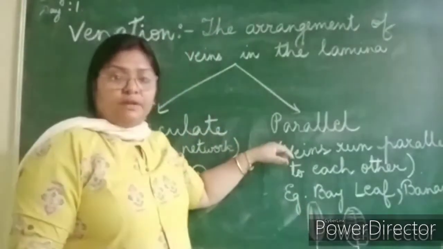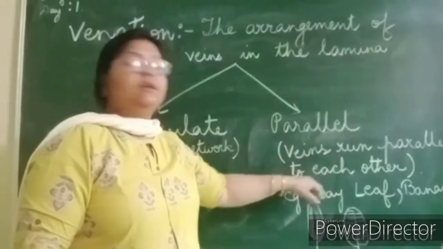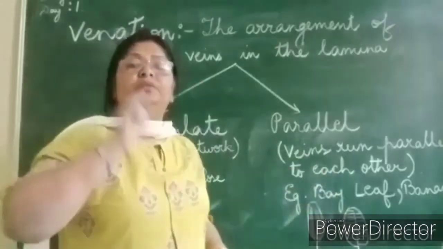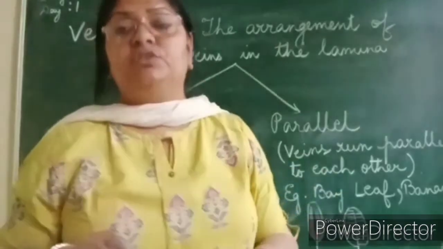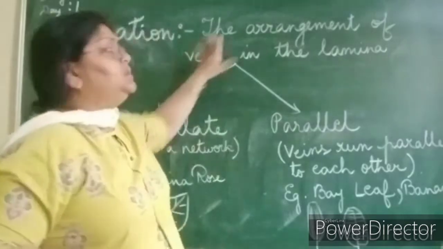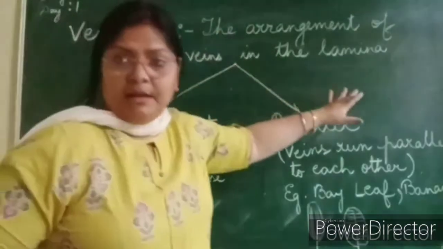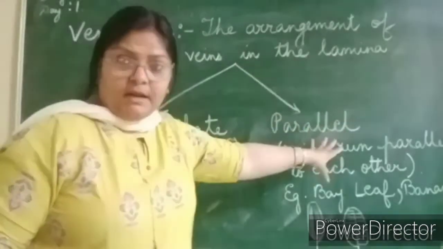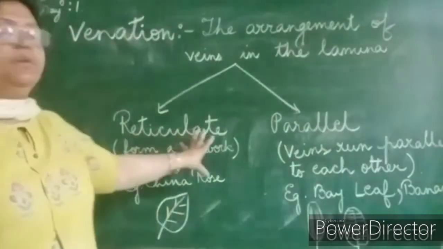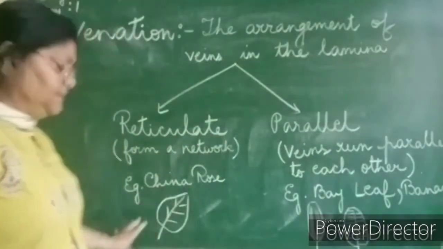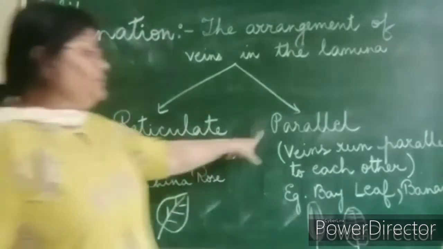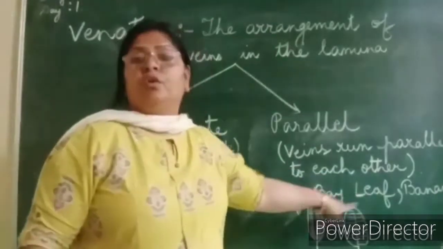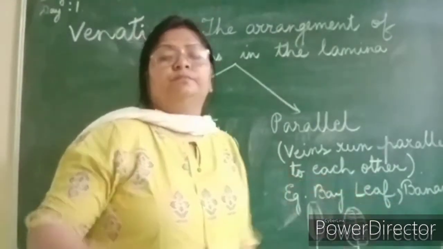The next is parallel venation. The veins run parallel to each other. In this way, we see the veins run parallel to the midrib, or they run parallel to each other. So what is venation? The arrangement of veins in the lamina. What are the two types of venation seen? Reticulate venation and parallel venation. In reticulate venation, the veins and veinlets form a network as seen in the China rose. In parallel venation, veins run parallel to each other as seen in a bay leaf or banana.